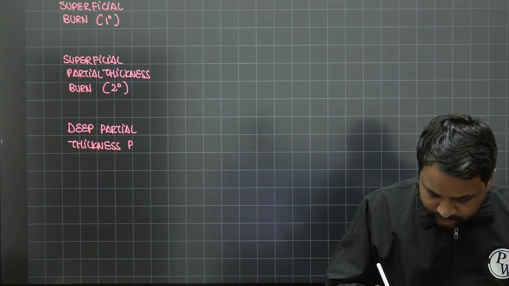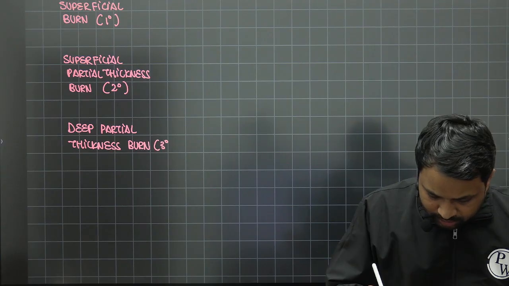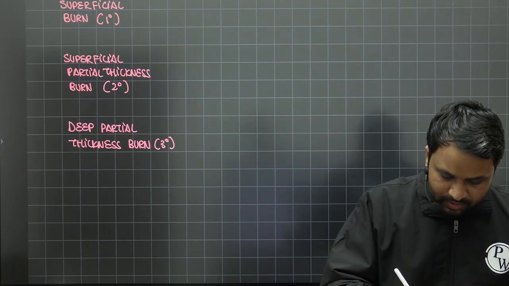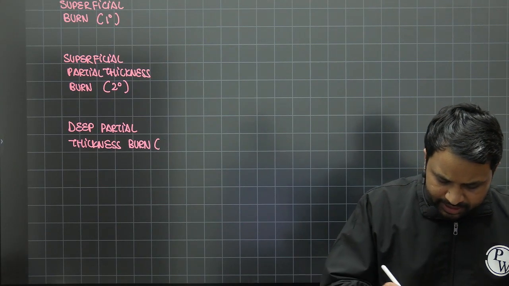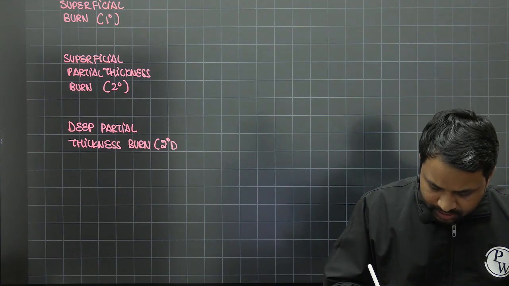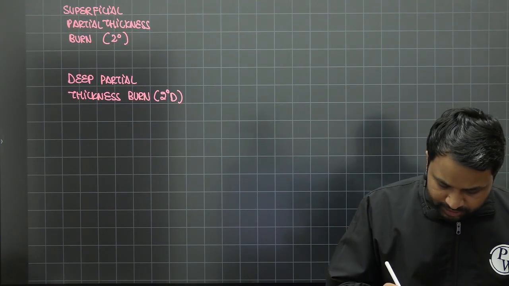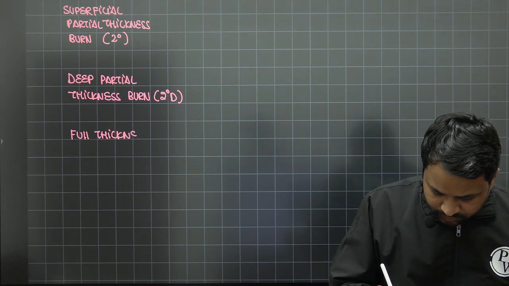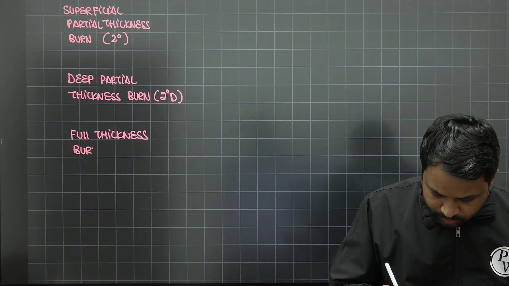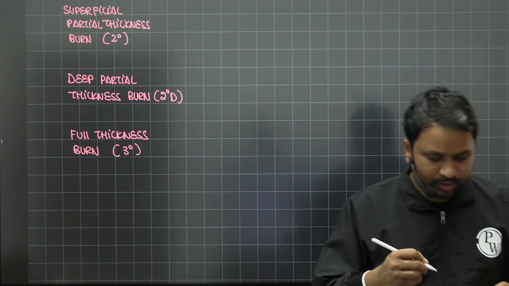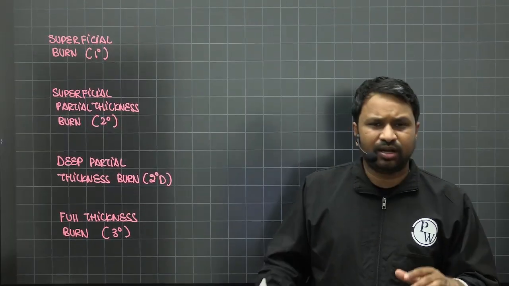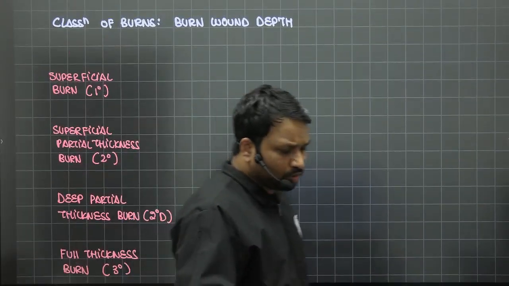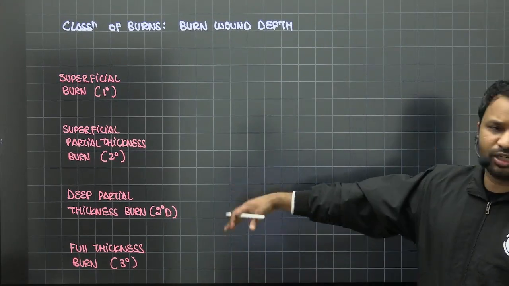The deep partial thickness burn, rather than saying third degree, we call it the second degree deep. Then you have the full thickness burn, which is what we call a third degree burn. There was another one called a fourth degree burn, where there's involvement of underlying structures or tissue. But now the latest classification has merged the third and the fourth degree burn here only.